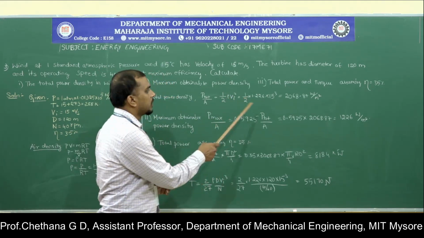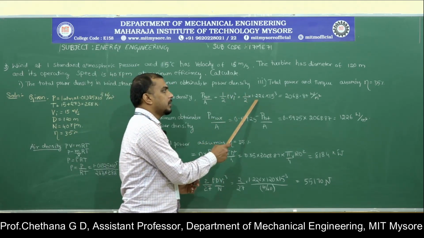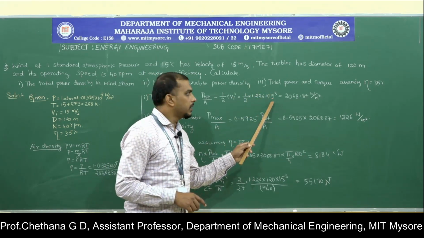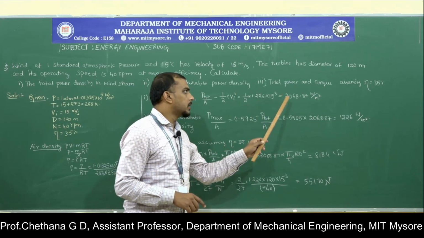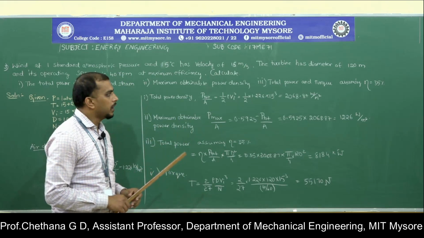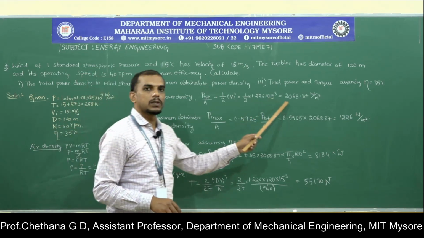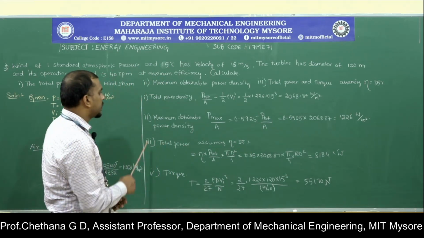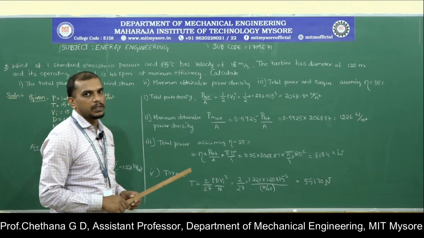Next, total power density. We have calculated the density, so substitute that density here: half into 1.226 into velocity 15, so Vi cube, 15 cube. You get the total power density in watt per meter square, that is 2068.87 watt per meter square.